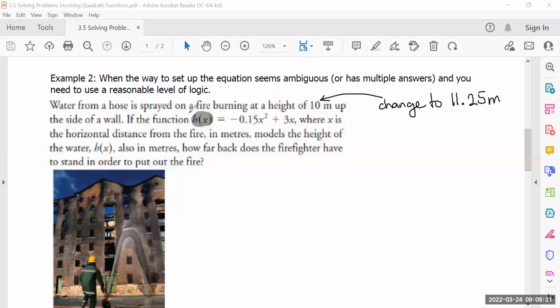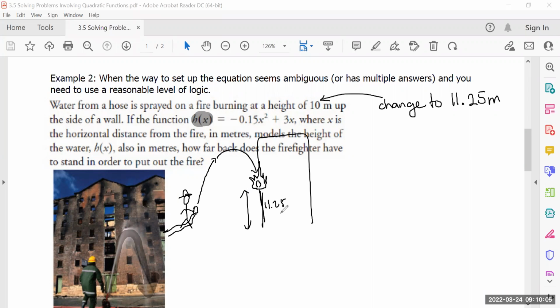So I am going to assume, this is my firefighter. I give him the little hat, okay? And it's going to have a little hose, gotta give him the hose. And it's going to shoot the water up into the air. And of course, thanks to gravity, it's going to fall back down. I am going to, again, assume this is where the fire is on the top of the building, and that height is going to be 11.25 meters.